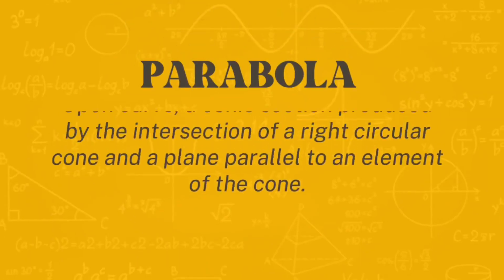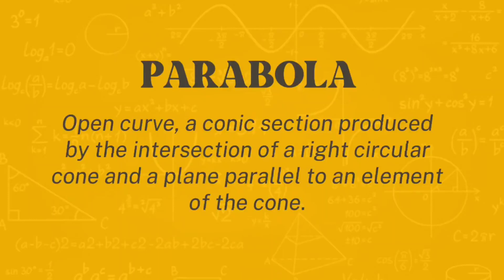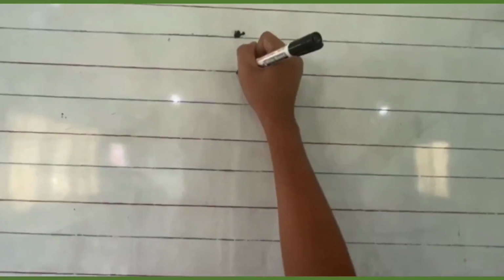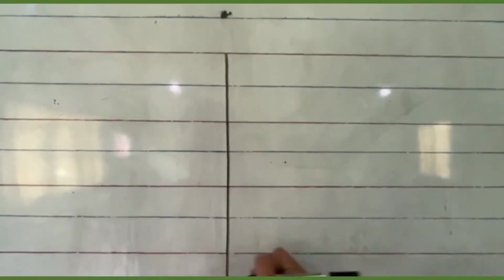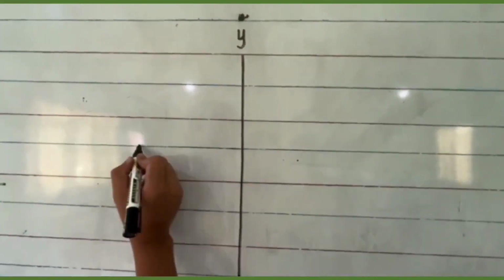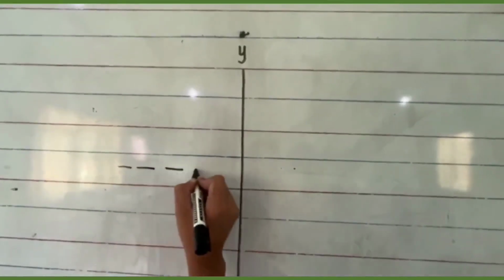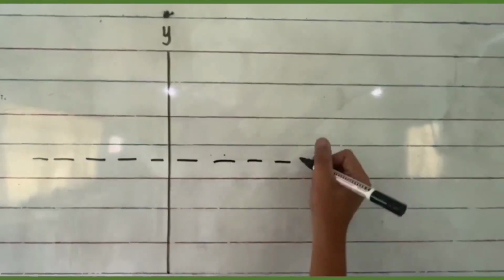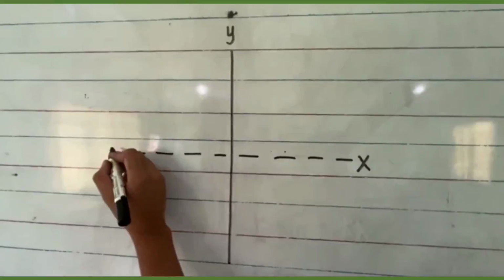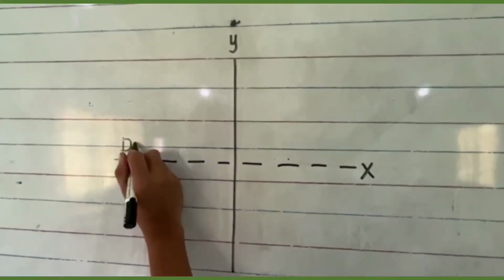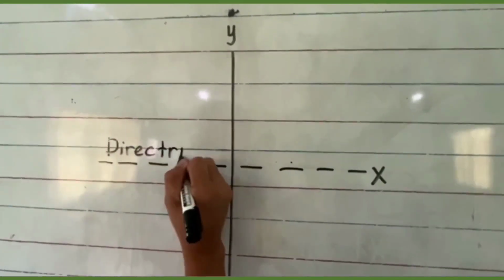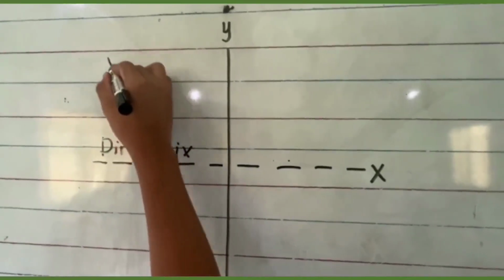Parabola. A parabola is an open curve, a conic section produced by the intersection of a right circular cone and a plane parallel to an element of the cone. A symmetrical open plane curve formed by the intersection of a cone with a plane parallel to its side. The path of a projectile under the influence of gravity ideally follows a curve of this shape.